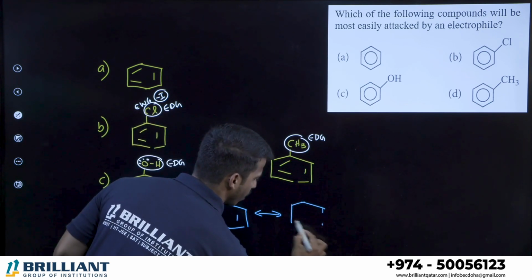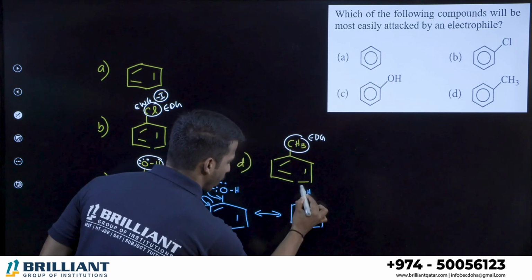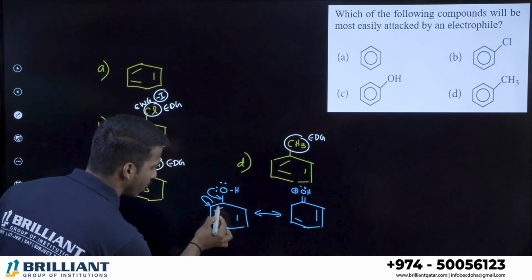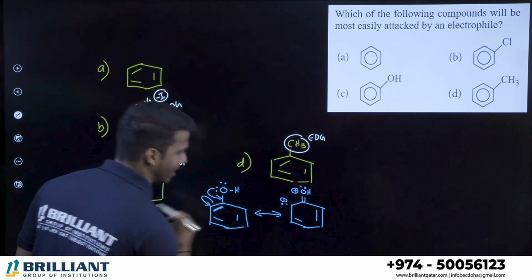So what will you get here? You will get a structure like OH plus. There is a lone pair. Oxygen donated its lone pair, so it will get a positive charge. This pi bonded electron moves here, so it will carry a negative charge.